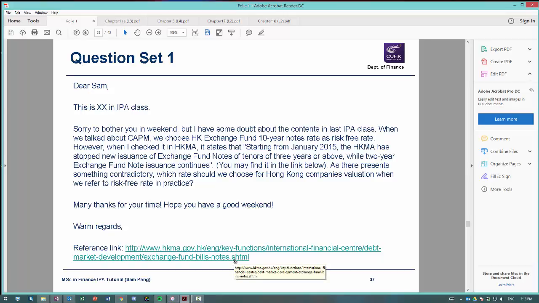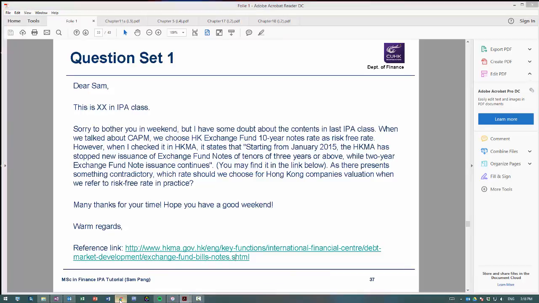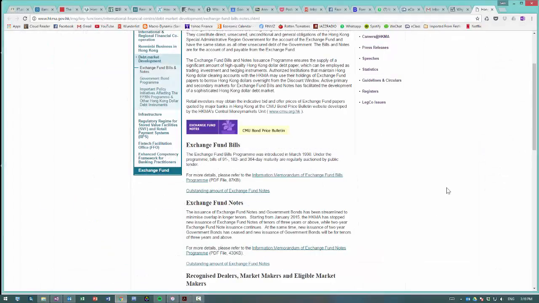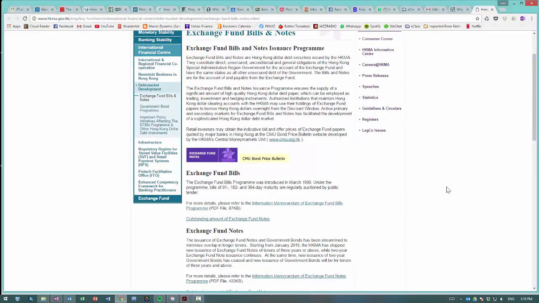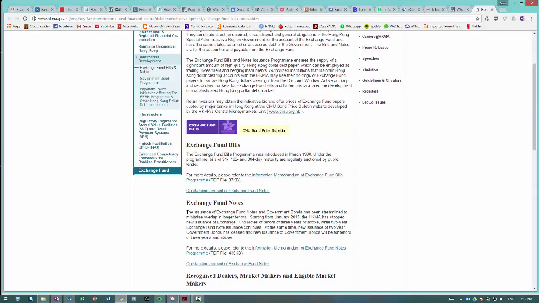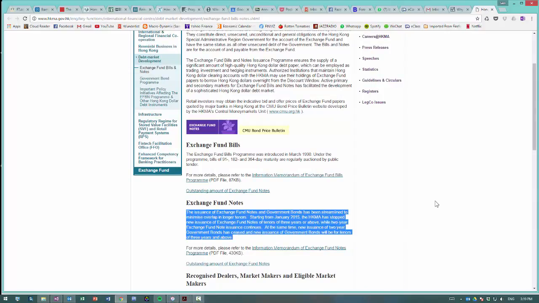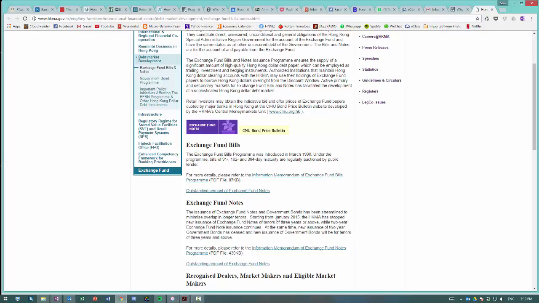And if you click on this website here at the bottom, it takes you to this page, and it seems that they are telling you, if you look down here, the issuance of exchange fund notes and bonds have been streamlined to minimize overlap in larger tenors. Starting January 2015, the HKMA has stopped new issuance of exchange fund notes of tenors 3 years or above, while 2 years exchange fund notes issuance continues. So this person was saying, well, then how do we get the 10-year rate?